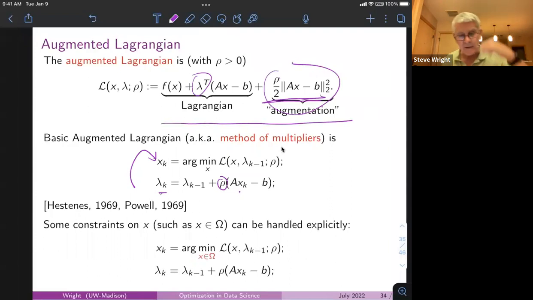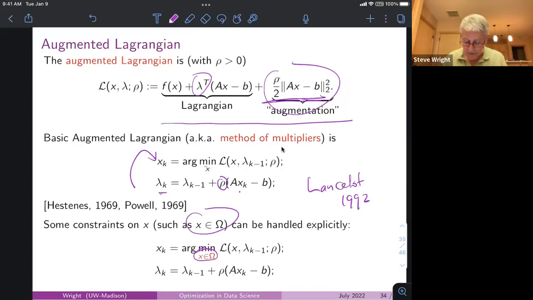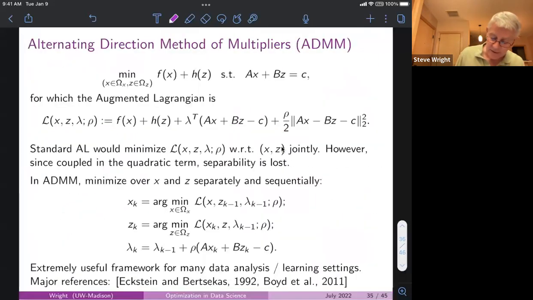You might also adjust the value of rho from time to time. If you're not happy with how rapidly your iterates are becoming feasible, you might choose to multiply rho by a factor of 10 or something. That's what they're doing in the Lancelot code. There's a famous code, Lancelot, by Conn, Gould and Toint from the early 90s, where they turn this algorithm into something that's more workable and practical. Sometimes you've got additional constraints apart from Ax equals b. You can just handle them explicitly. If you also want x to belong to some set omega, you can just add that into the first step here and minimize with respect to x in omega.